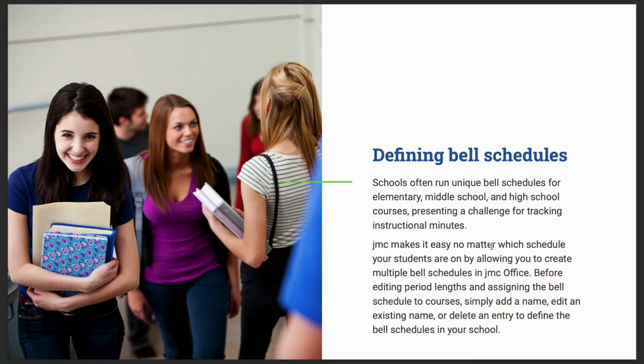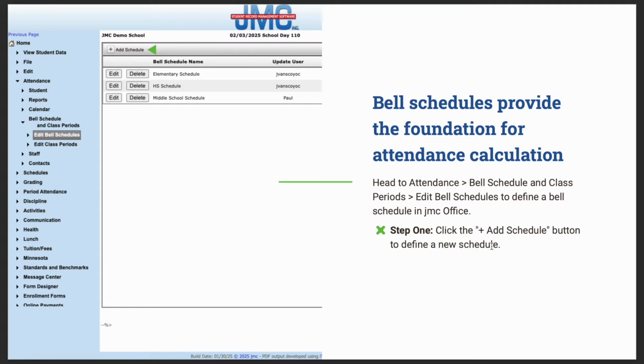Schools often run unique bell schedules for elementary, middle school, and high school courses, presenting a challenge for tracking instructional minutes. JMC makes it easy no matter which schedule your students are on by allowing you to create multiple bell schedules in JMC Office. Before editing period links and assigning the bell schedule to courses, simply add a name, edit an existing name, or delete an entry to define the bell schedule in your school. Head to Attendance, Bell Schedule, and Class Periods, Edit Bell Schedules to define a bell schedule in JMC Office. So Attendance, Bell Schedules, and Class Periods, Edit Bell Schedules.